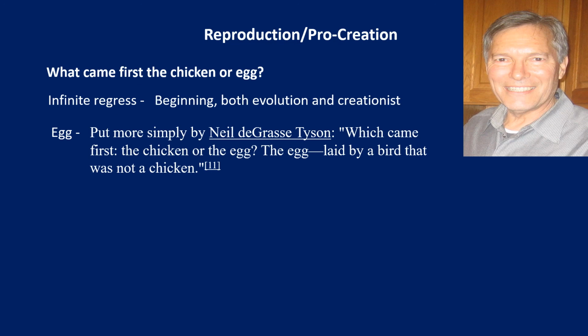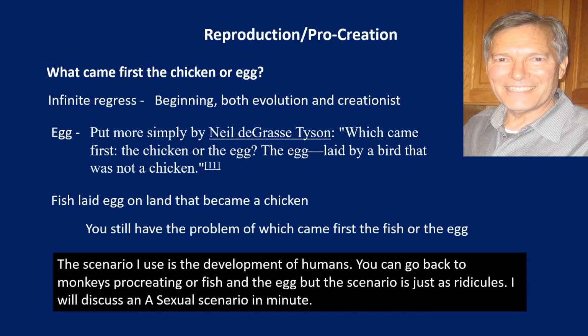There's other ones that came up and said, well, this fish came along and got close to the shore, and the eggs of the fish came up on shore, and those eggs eventually evolved into a chicken. Well, what about the fish and the egg? What came first, the fish or the egg? That doesn't answer the question. You keep just pushing it back further, but that doesn't answer the question. You still have the problem of what came first, the fish or the egg.